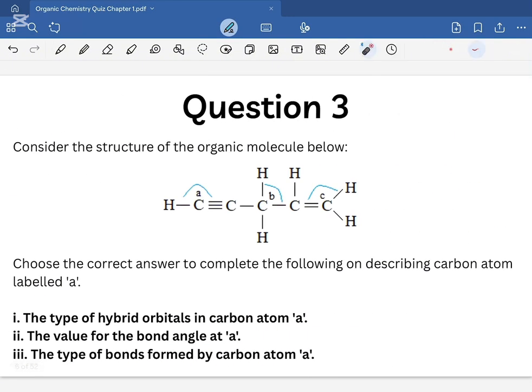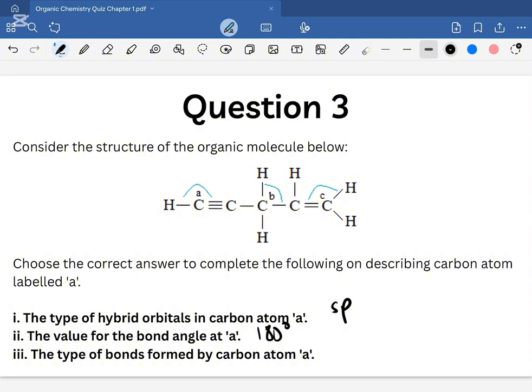Now for question 3, consider the structure of the organic molecule below. They said choose the correct answer to complete the following on describing the carbon atom that's labeled A. So for the carbon atom that is labeled A, the type of hybrid orbitals in the carbon atom. As you can see, this A has only 2 electron regions, as double bonds and triple bonds count as only 1 electron region. So we have 2 electron regions, so it's going to be sp. And the bond angle for an sp carbon is 180 degrees.